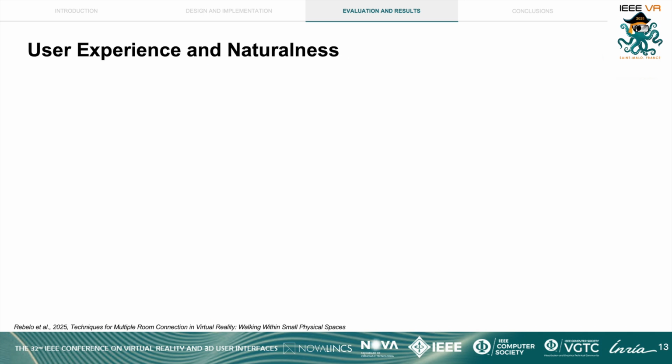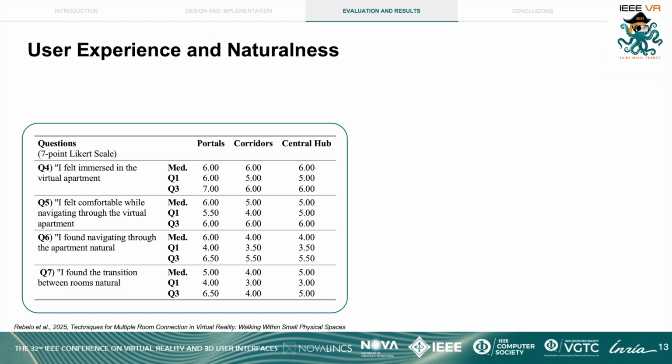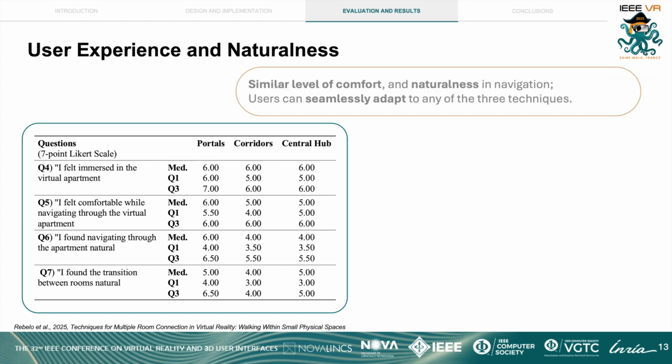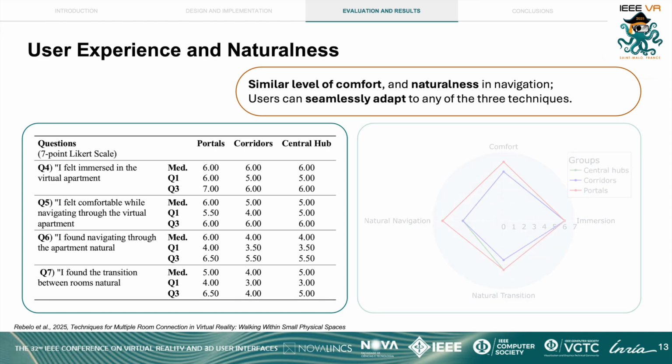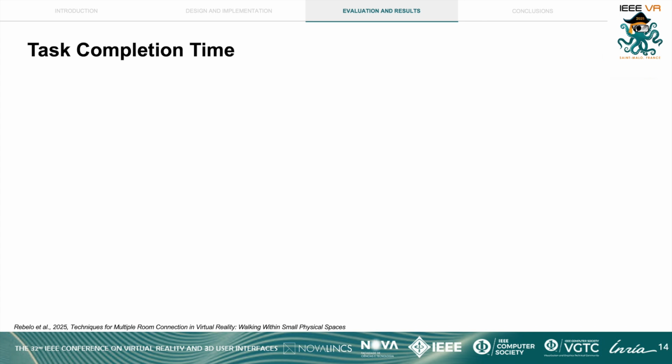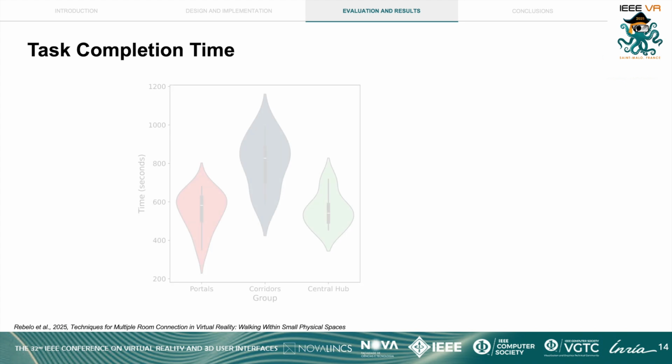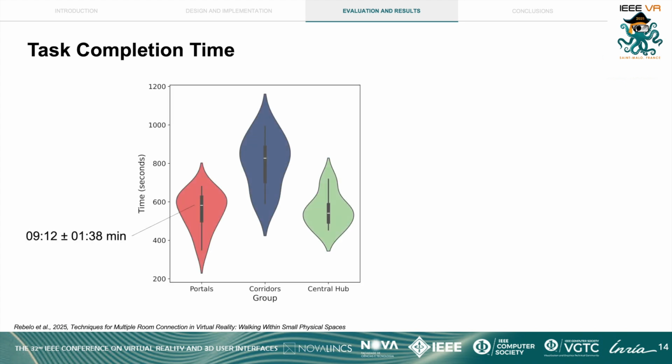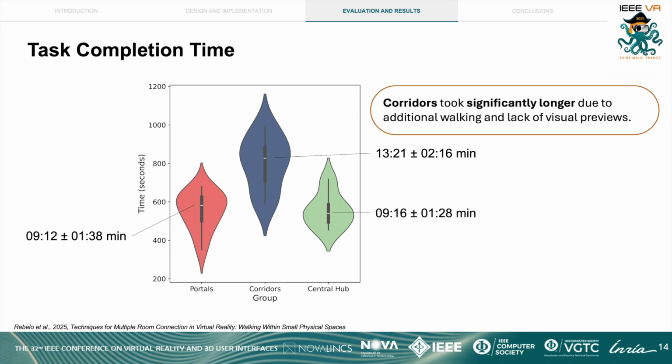In terms of user experience, participants rated all three techniques highly in immersion, comfort, and natural navigation. This suggests that users can adapt well to any of the three approaches. When looking at task efficiency, portals and central hubs allowed for faster navigation, with completion times around 9 minutes. The corridors group took significantly longer, over 13 minutes, due to extra walking and the lack of visual previews.